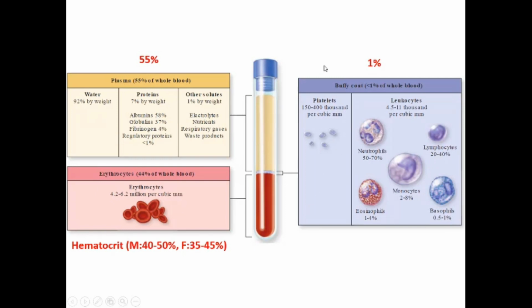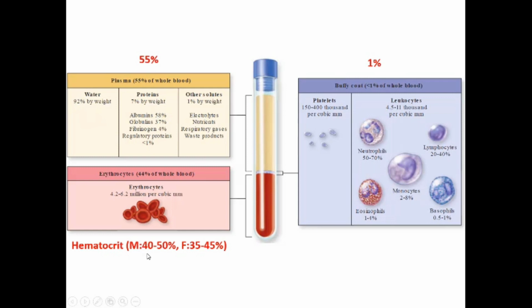But when we add anticoagulant or anti-clotting factors to the blood and then centrifuge it, we prevent the clotting. And after centrifuging the blood, we can see 3 layers in the sample tube. On the bottom of the tube, the sedimented material is the erythrocytes or red blood cells. The volume of the erythrocytes is called hematocrit.